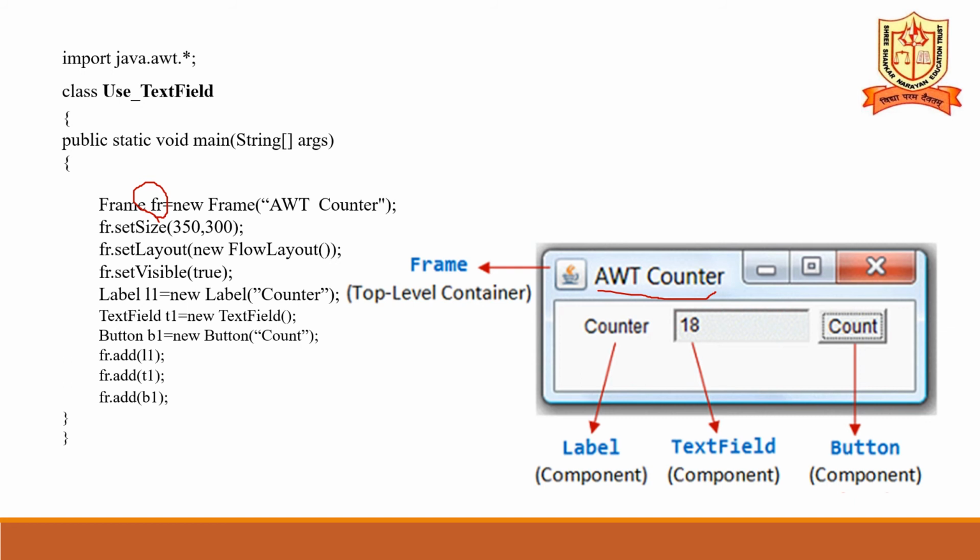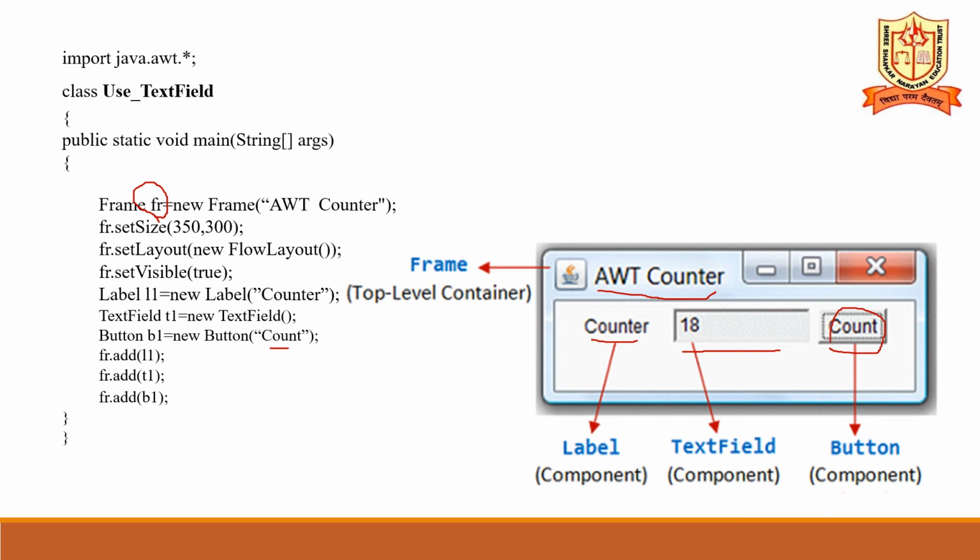Once you have created the frame, what is the next step? You are supposed to create the components you want to place in the frame. So here Label l1 equals new Label, and what is the name of the label? Counter. So the label object is created, and TextField t1 equals new TextField. Here we have created the text field, and Button b1 equals new Button. But what is the name of the button here? Count.